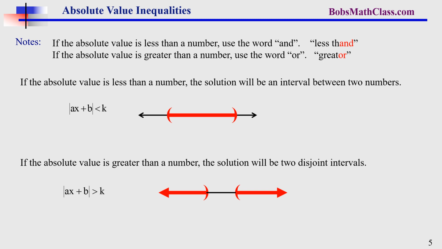Okay, whenever we have a less than, it's always going to be between the two numbers. And whenever we have a greater, or it's always going to be going away from the two numbers. We will have two disjoint intervals. All right, let's move on.